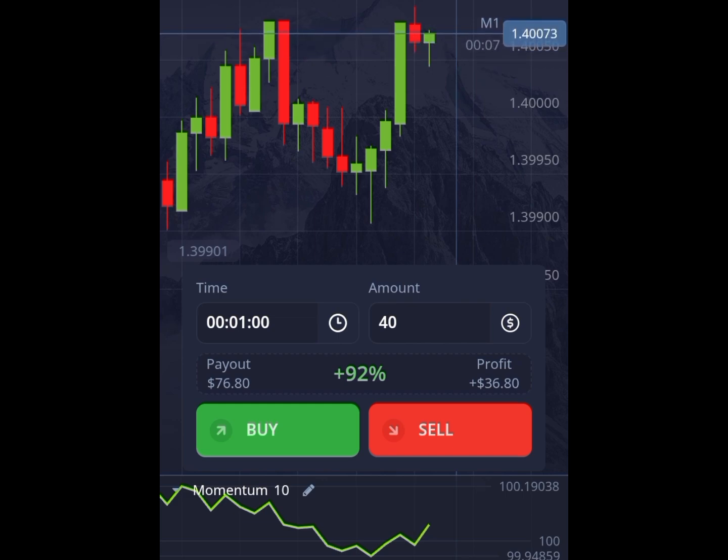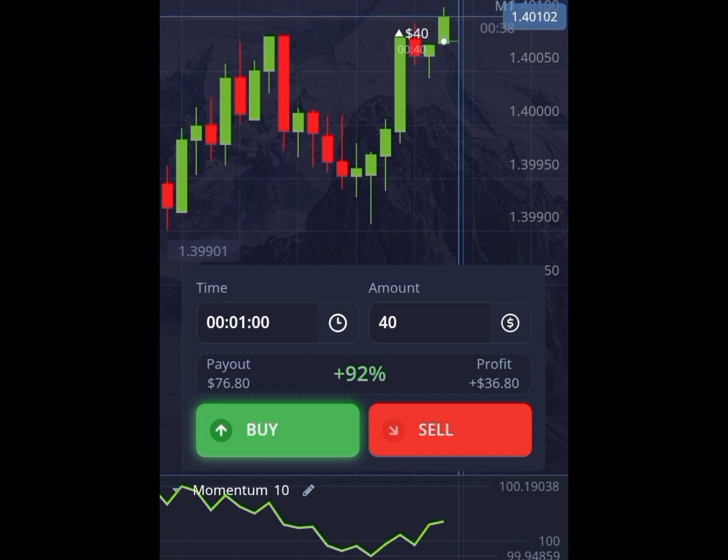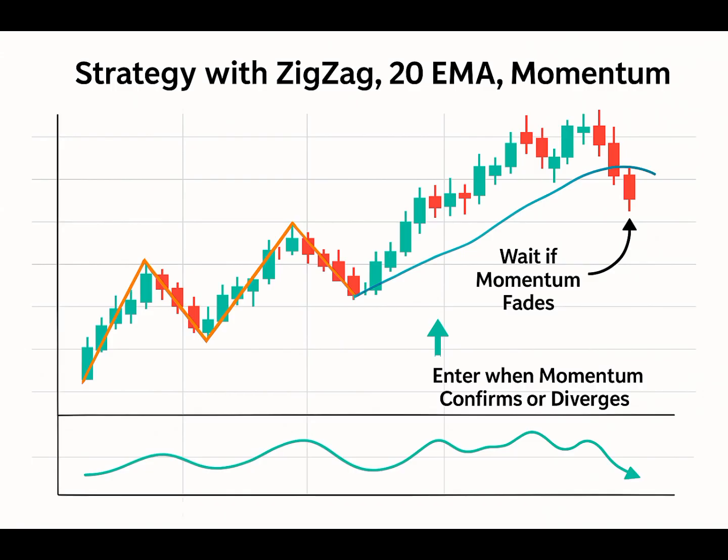So all I have to do now is to wait for a confirmation, then I enter my buy trade. And so right here, we just entered a buy trade. And as you can see, we are already in profit.